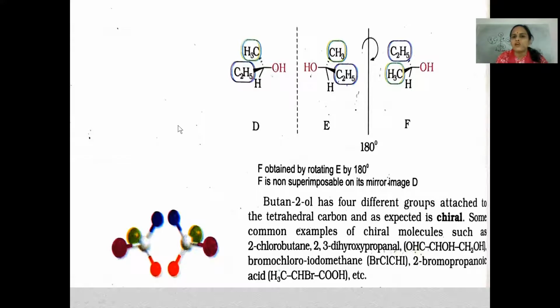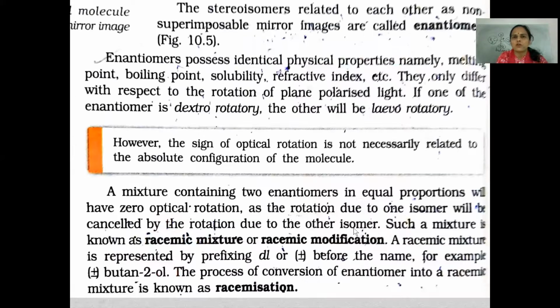They are non-superimposable on one another. F is non-superimposable on its mirror image D. And that's why this molecule is chiral in nature. You can take some other examples of chiral molecules: 2-chlorobutane, 2,3-dihydroxypropanol, bromochloroiodomethane, 2-bromopropanoic acid, etc. You can take the other examples also.